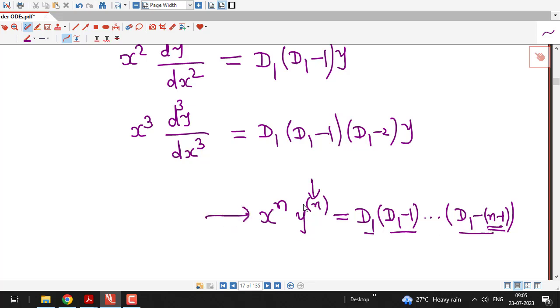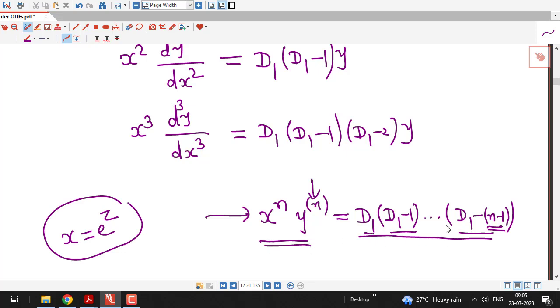So you can remember this, that whenever I have Euler-Cauchy equation, I will change the independent variable by the transformation x equal to e raised to z, and this type of terms will be replaced by this type of terms. And here y is a function of z. Whenever I am writing D1 y, that means I am writing dy by dz, and on this side y is a function of x.